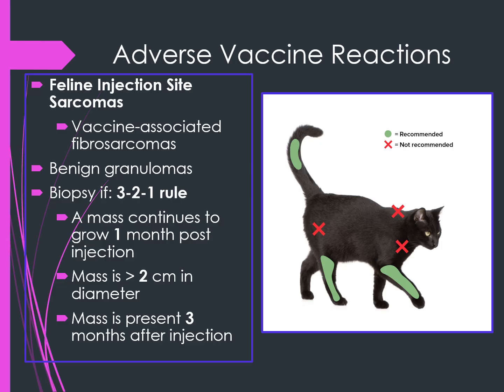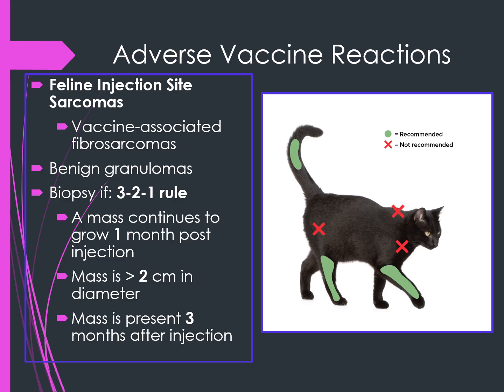3, the lump is still present 3 months after the vaccination. 2, the lump is larger than 2 centimeters in diameter. And 1, the lump continues to increase in size 1 month after the vaccination. So that's your 3-2-1 rule. If the lump follows those rules, we're going to biopsy it to find out if it's cancerous. And if it follows these criteria, you're going to put an incision, biopsy it, and rule out the FISS.